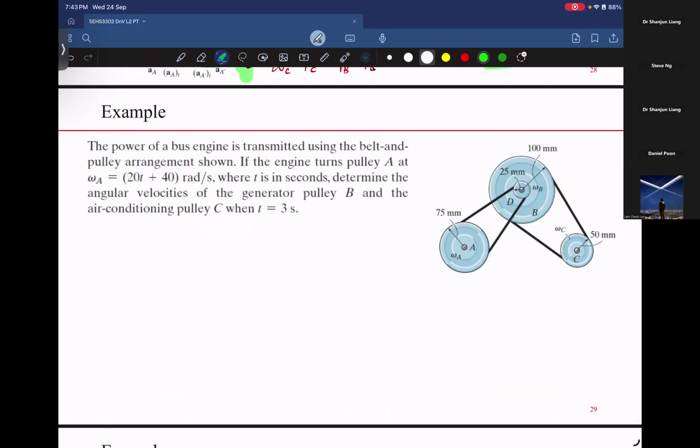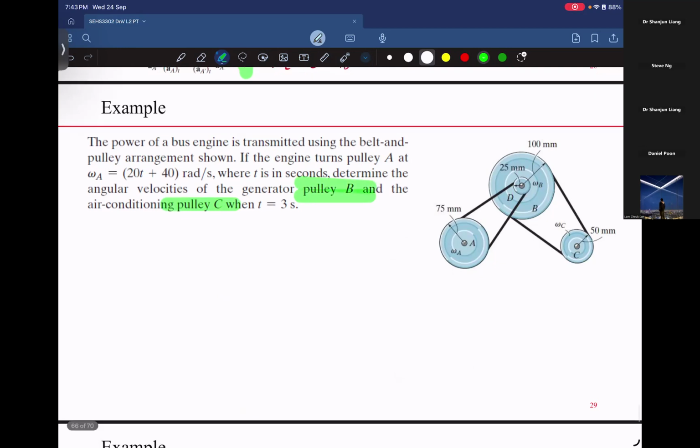You may want to find the angular velocity of pulley B and pulley C. A is the driving belt. B and C are the driven belts. Okay, A drives D, and D and B move together, and B drives C. So on D and B, let me show you what happened here.